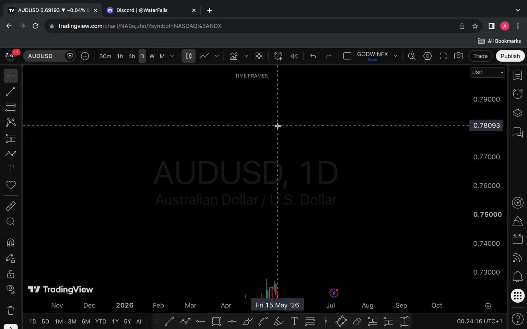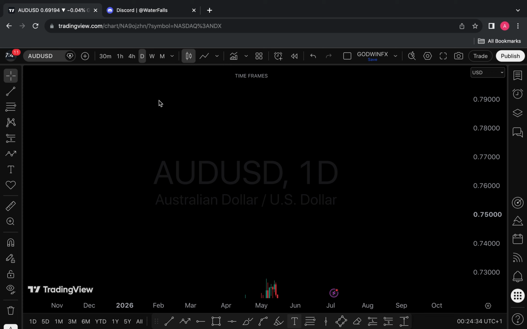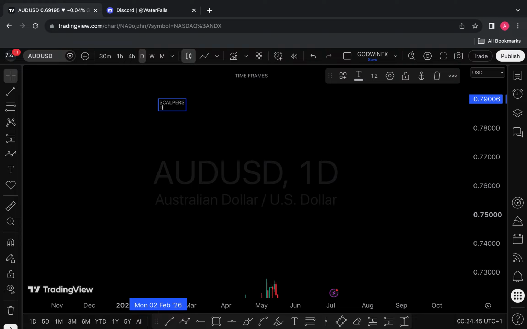Now, for me, I'm a day trader. Let's talk about the types of trader that we have. Even though it is not necessary, you should know about it as a trader. We have four major types of forex traders. We have some people that we call scalpers. We have day traders.